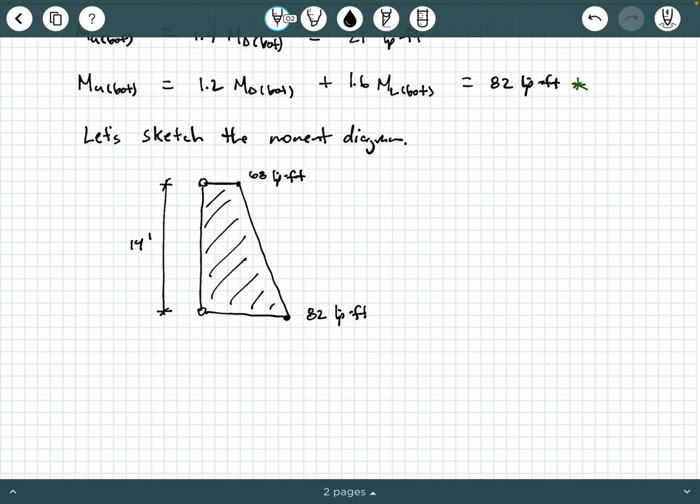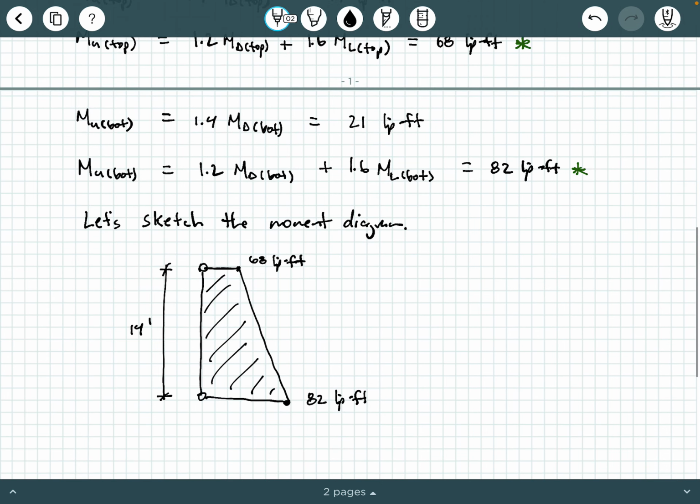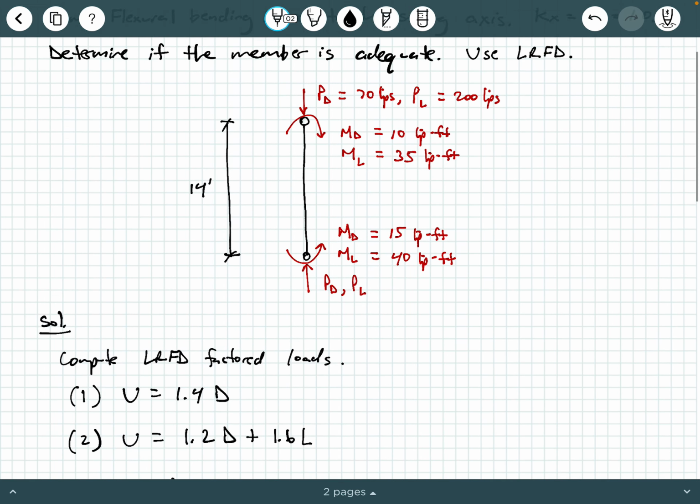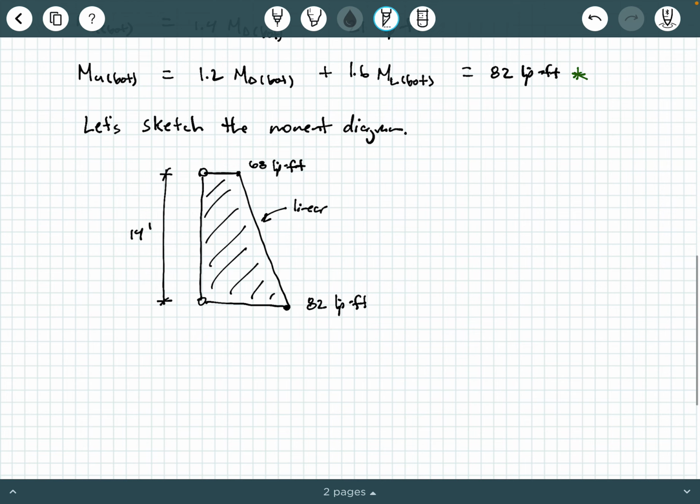And so this is our moment diagram, and you can shade this in if you really wanted to. Now, how do you know it's linear? Think back to your knowledge of analysis. That's linear because you have no other loads applied along the axis of the member. You just have these couple moments at either end. So you're not going to have anything acting transversely on the member that's going to cause this moment diagram to be any other shape except linear, okay?